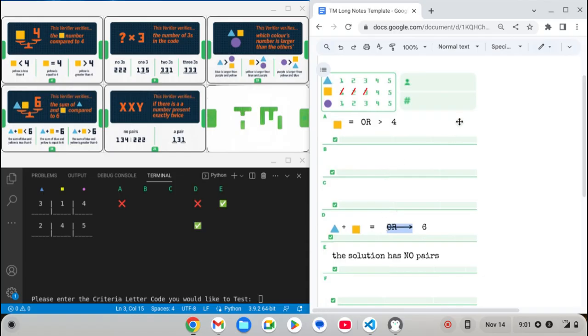Okay, and because the sum has to be 6, that means that triangle cannot be 3 or greater, because again, the only thing that makes triangle and square equal to 6 is 4 for square, 2 for triangle, or 5 for square, 1 for triangle. So everything larger can be crossed out. Okay, let's see what else.